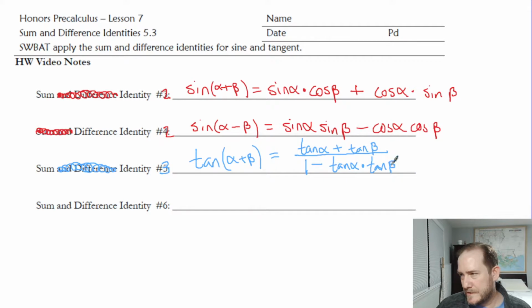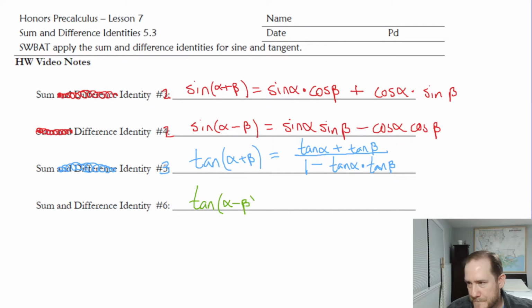And that's it. Don't try to memorize why this is the way it is. Just memorize what it is. It's the sum of the tangent of alpha and beta, and then it's divided by 1 minus the product of tan alpha, tan beta. So the good news is the tangent of a difference is pretty much the exact same thing.